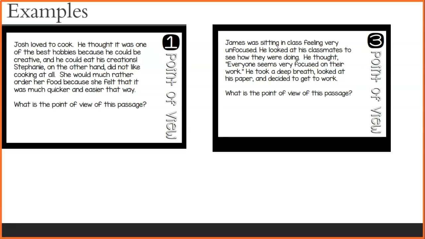Okay, well, let's look at this passage. There is no I. It's not being told from the I, me point of view. So it's not first person. It has to be third. Now we have to decide whether it's omniscient or limited. Well, how many people's thoughts and feelings can we see? We can see 2 because we can see Josh's point of view and we can see Stephanie's point of view. The narrator knows what's going on in both of their heads. That means this is third person omniscient.